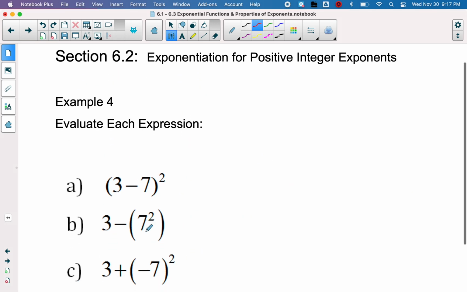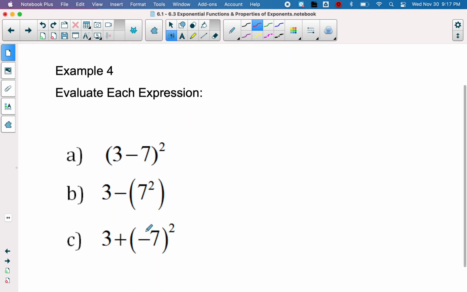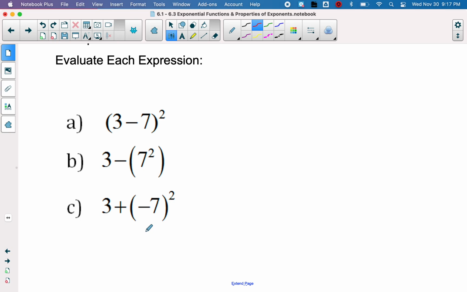And then we have more evaluating with a different example. Again, order of operations is going to run all of this. So first example here, 3 minus 7 squared. Again, we cannot distribute this exponent of 2 to both of these terms. So what you're going to do is run with the order of operations. 3 minus 7 is -4, and then that is squared. -4 squared is +16.